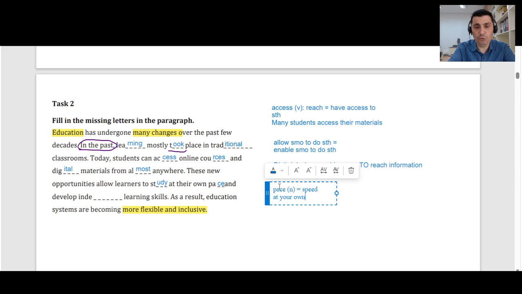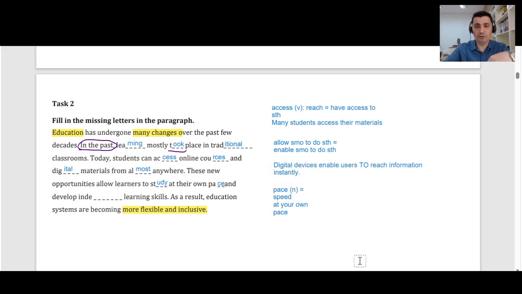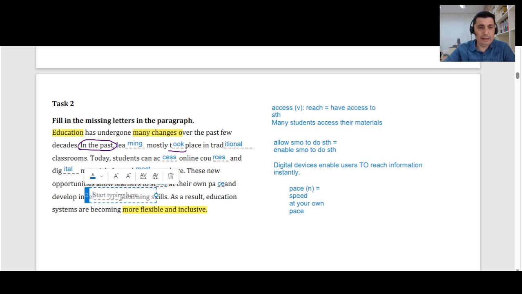So at your own pace. Usually we use it like this. So at your own pace means at your own speed indeed. All right. So at your own speed. All right. So they allow learners to study at their own pace and develop independent learning skills. I'm sure you know the word independent, so autonomous. Independent is another word for autonomous.